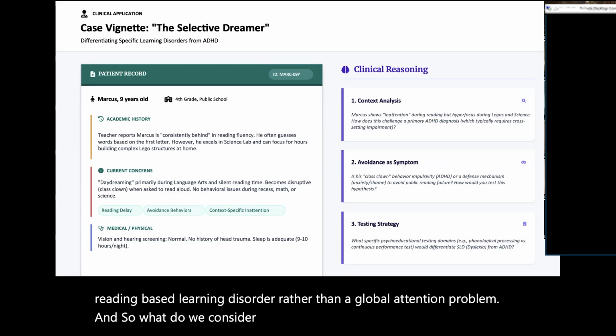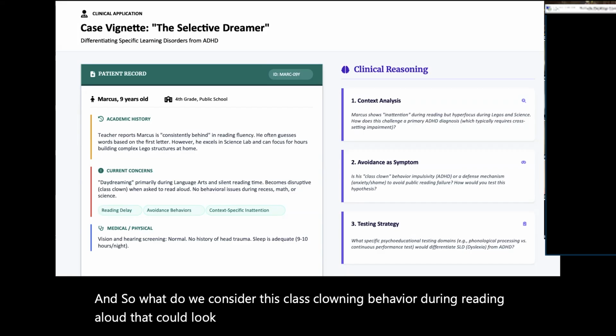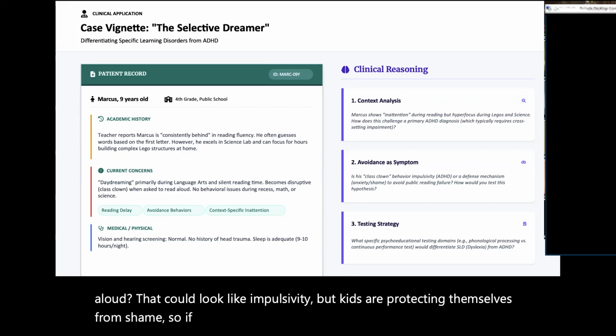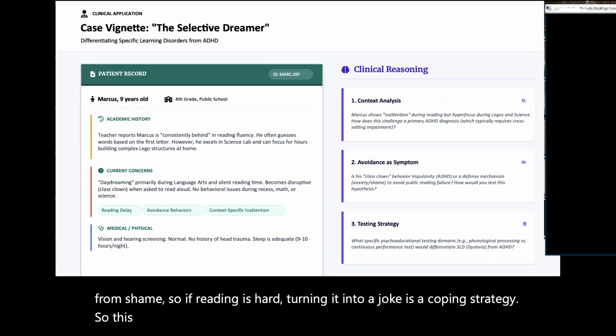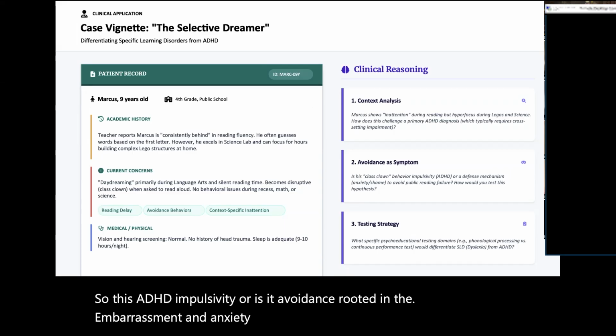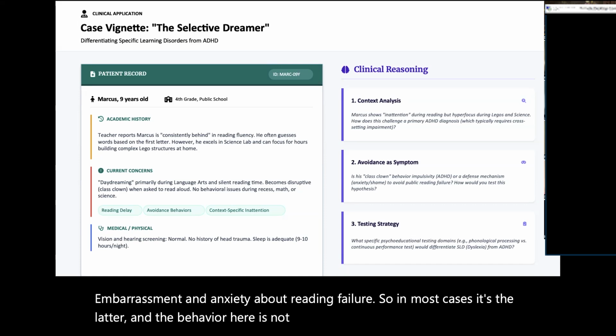This class clowning behavior during reading aloud, that could look like impulsivity, but kids are protecting themselves from shame. So, if reading is hard, turning it into a joke is a coping strategy. So, is this ADHD impulsivity, or is it avoidance rooted in the embarrassment and anxiety about reading failure? So, in most cases, it's the latter. And the behavior here is not the disorder, it's the child's response to this academic vulnerability.